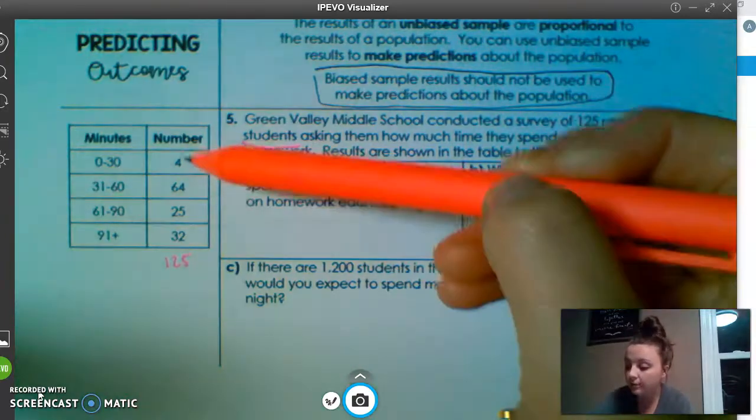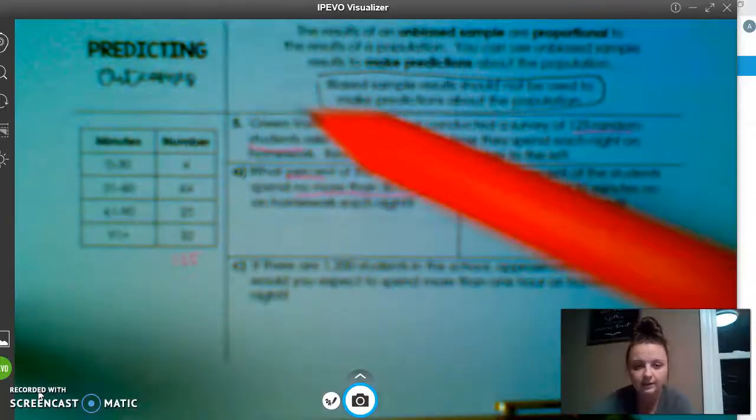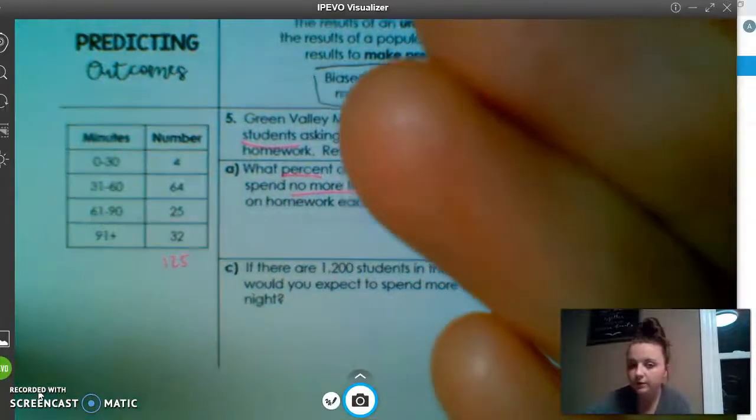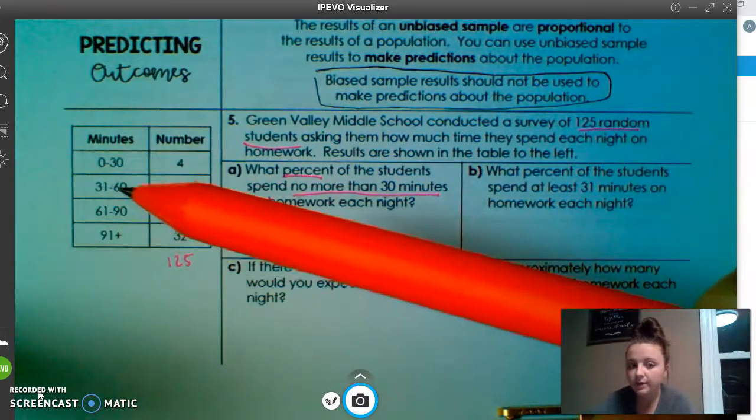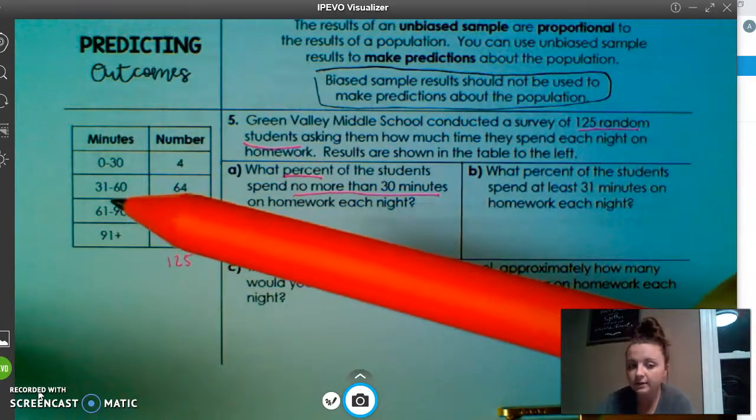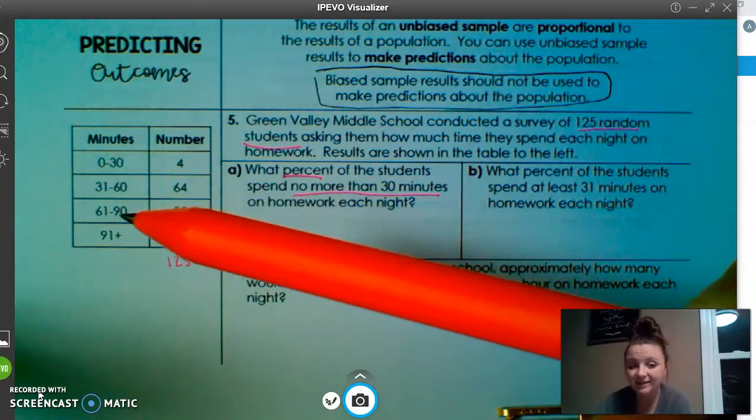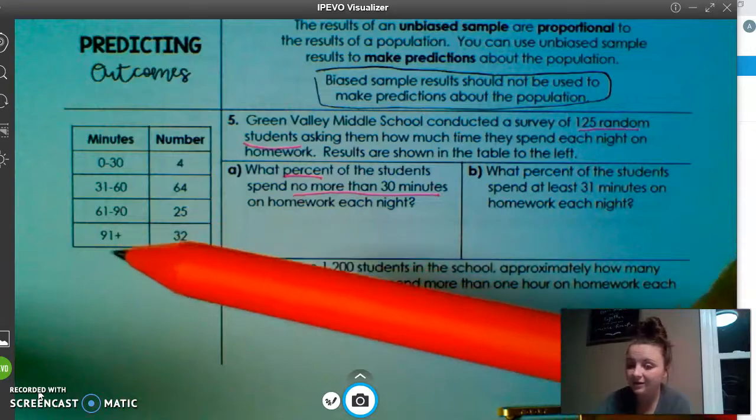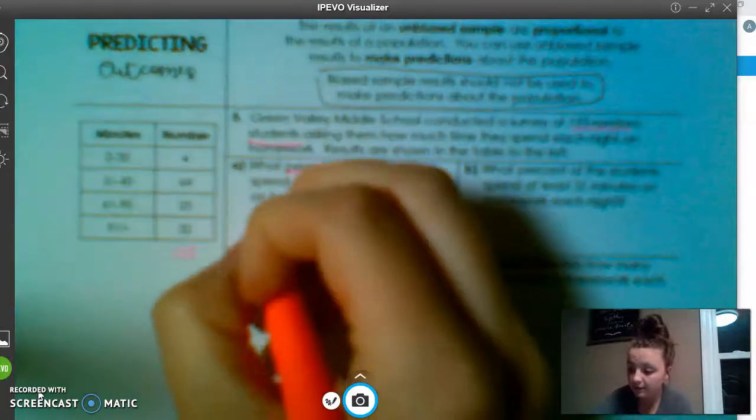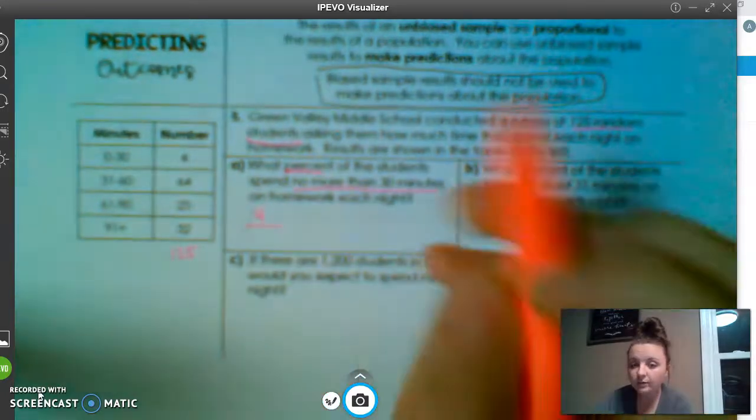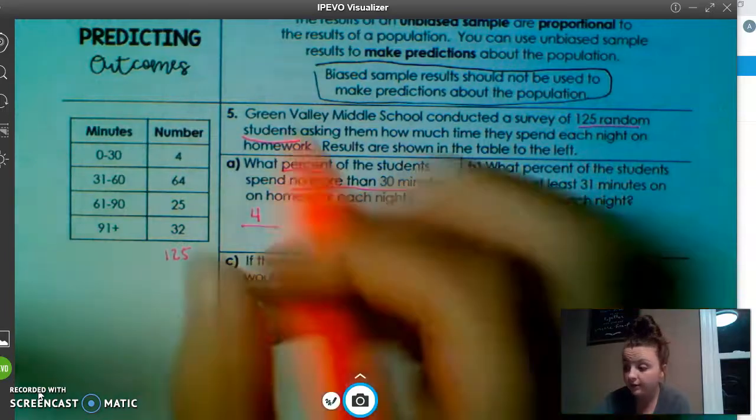Well, if I look in my table, 4 students spend between 0 and 30. So I would use the 4. The rest of these are bigger than 30 minutes because 31 to 60 is greater than 30. Don't want that. 61 to 90, greater. Don't want that. Greater than 91, not less than 30. So there's 4 students that spend no more than 30 minutes out of, well, how many students did they survey in all? Well, they surveyed 125.